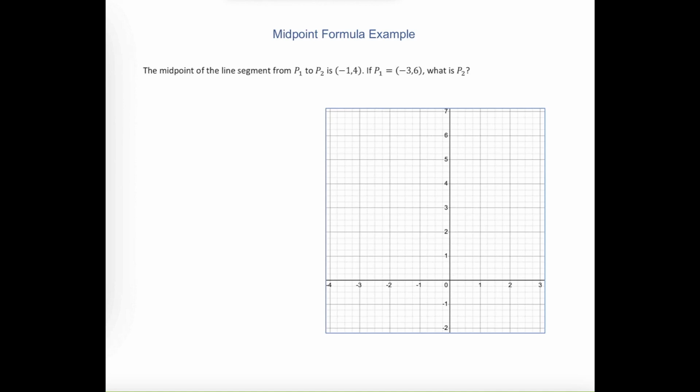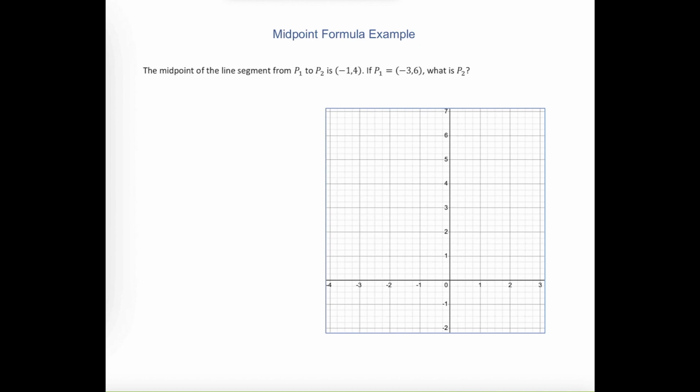We're looking at another example of the midpoint formula. The problem says the midpoint of the line segment from point 1 to point 2 is negative 1, 4. We're given point 1 is negative 3, 6 and asked to find what the second endpoint is.